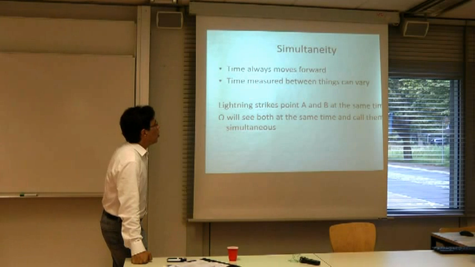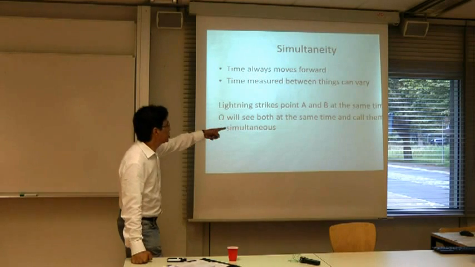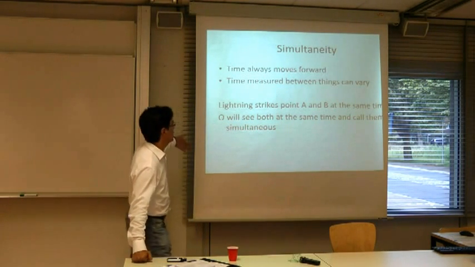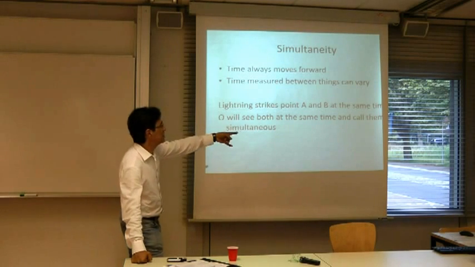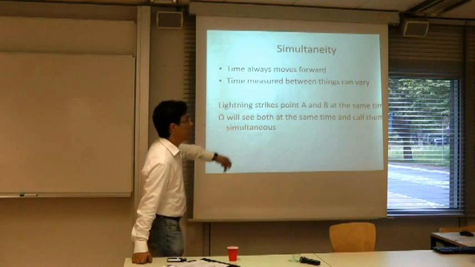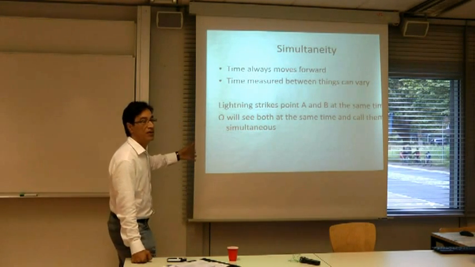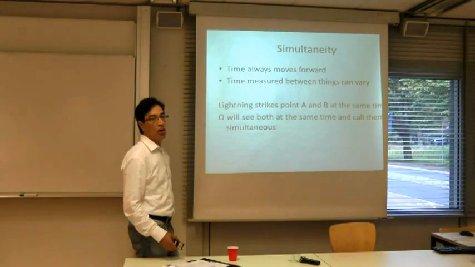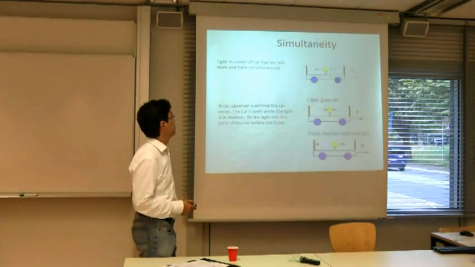We're back again to one of the predictions. Simultaneity. Time always moves forward. Time measured between things can vary. Then, lightning strikes point A and B at the same time, O or Mr. X, we'll see both at the same time and call them simultaneous. That was something that always Galileo said or Newton said, but this is not true on the basis of their special relativity.